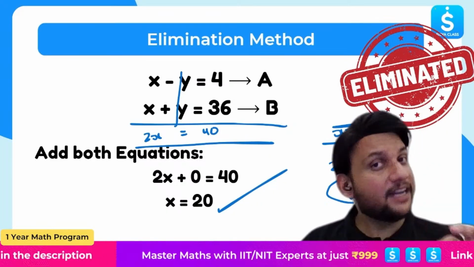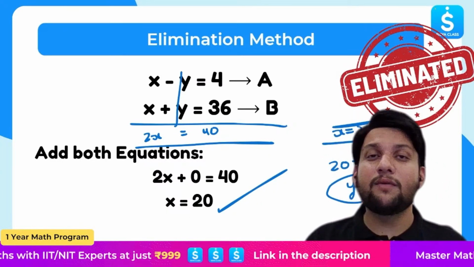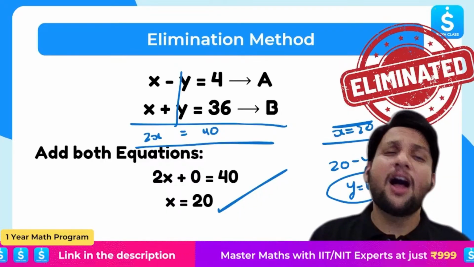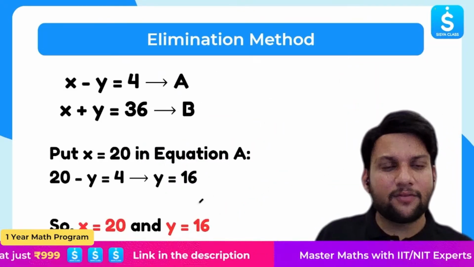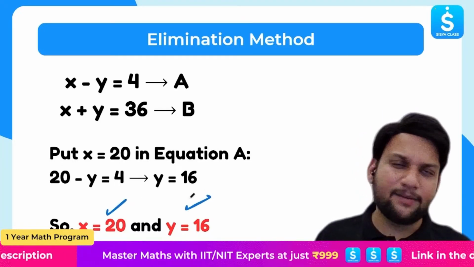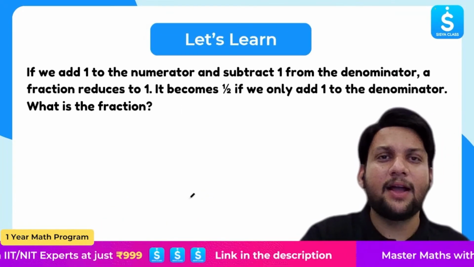Right, but in some questions you may not have the same coefficient and you have to make the coefficients the same. How to do that? Don't worry, I'm here now. All right, see, we have gotten the value of x as 20, y as 16. Put it in any equation, you are getting the same answer.